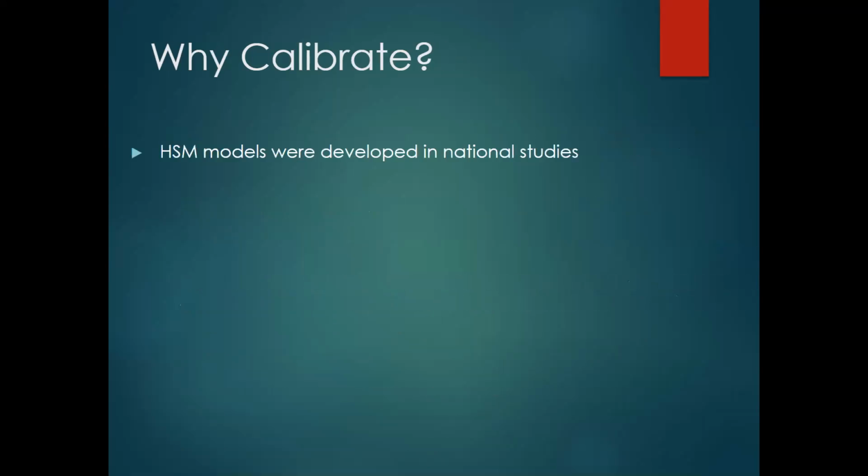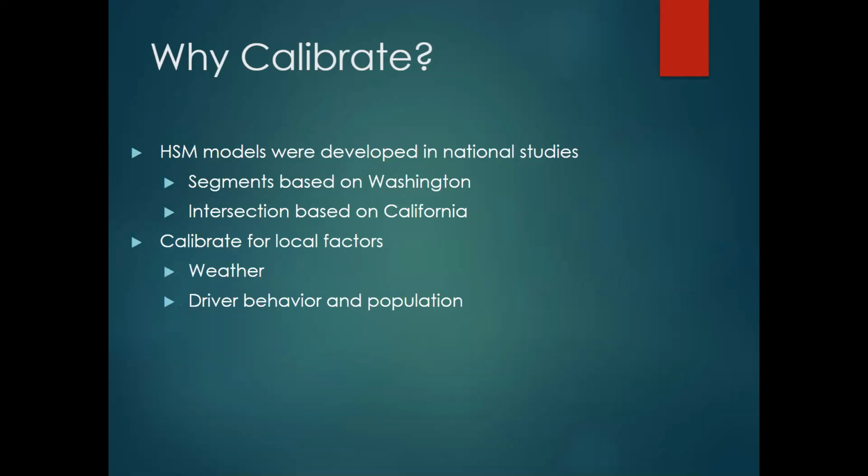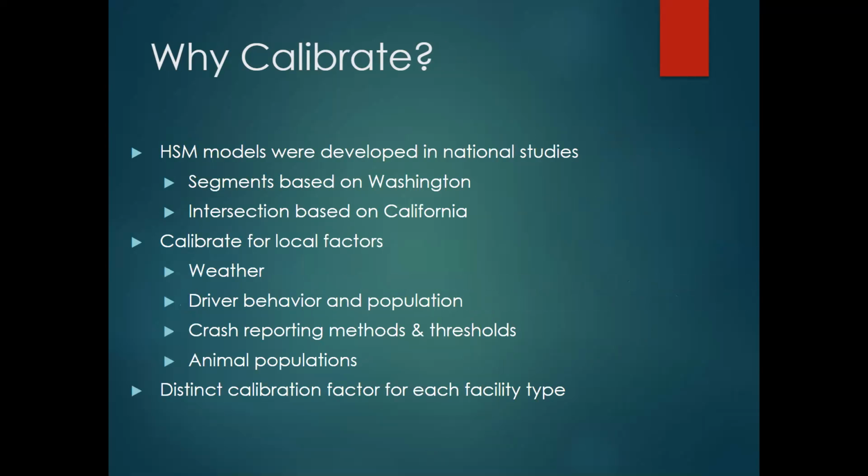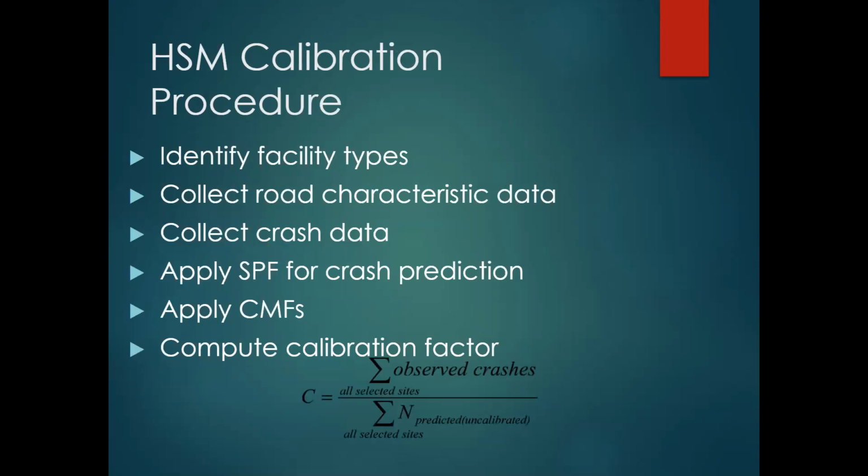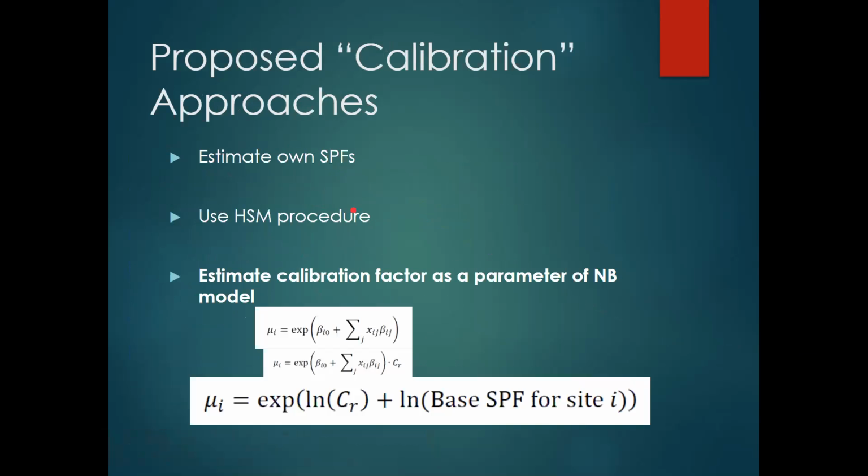To get to that Cx, first let's understand why we need to calibrate. Because we need to calibrate for local factors, we want to have a distinct calibration factor for each facility type. So this is the HSM calibration procedure that is provided. And then there are other procedures that have been proposed by other studies, like Mehta and Lou, who have provided their own procedure to do the calibration. I think we talked about this briefly in the last class. Mehta and Lou's proposed calibration approach was that they estimated their own SPFs, so that could definitely be one thing. And then they used the HSM procedure that I just showed you in the last slide.